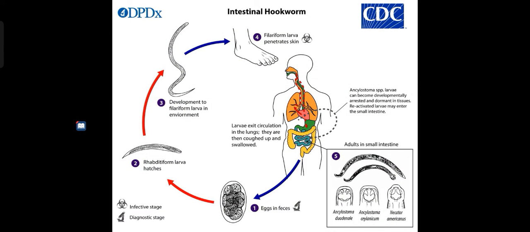Coming back to the life cycle of this parasite, we have already discussed that the filariform larva is infective, and the egg hatches out after 48 hours to form the rhabditiform larva, which then forms the filariform larva.